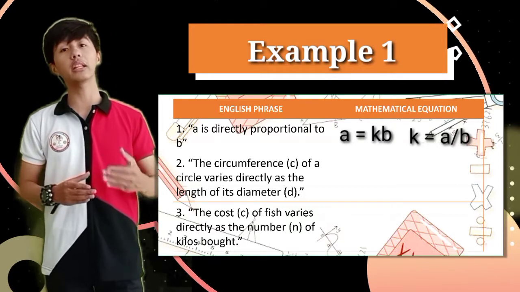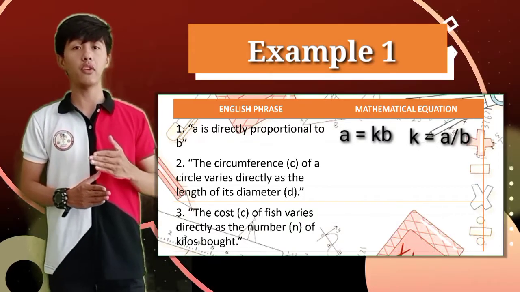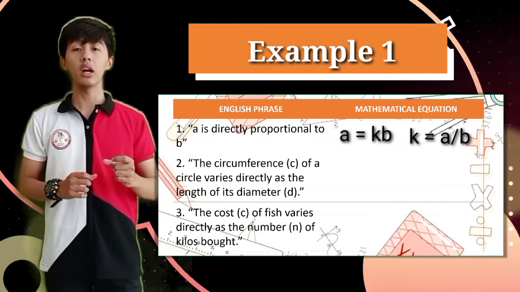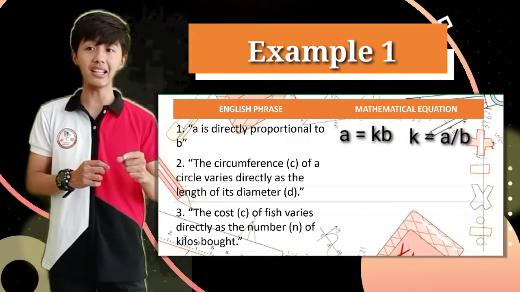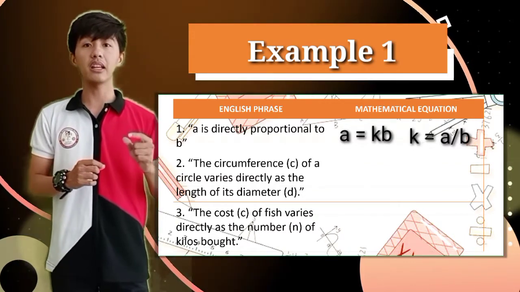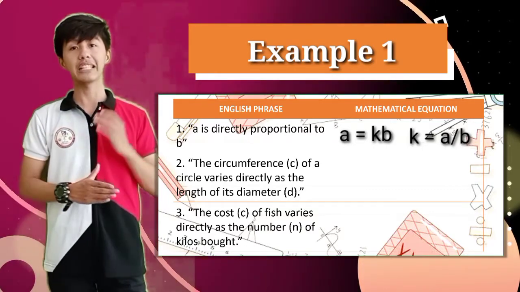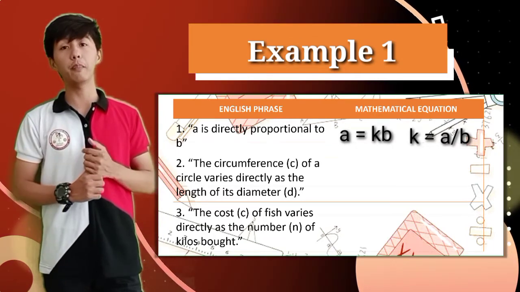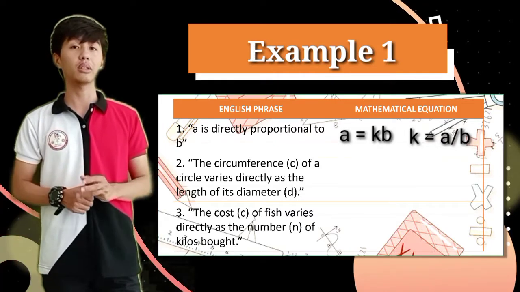So how did we get k = a/b as the value of our constant of variation? It is through dividing both sides of our general equation, which is a = kb, by b, in order to get the value of k. By dividing, we can cancel out the value of b from our general equation, and we get k = a/b.